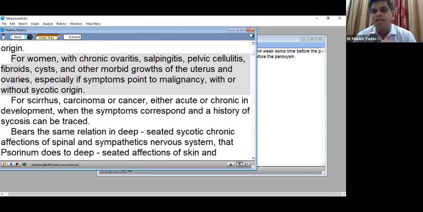I'm just giving you some clinical hints. For the females that come to you, where you get stuck somewhere, maybe Medorrhinum can really be a big help to remove those blocks. Let me go back. Yes, somebody said I have mentioned it in my maternal medicine lecture. So let me go back again to the miasm part.